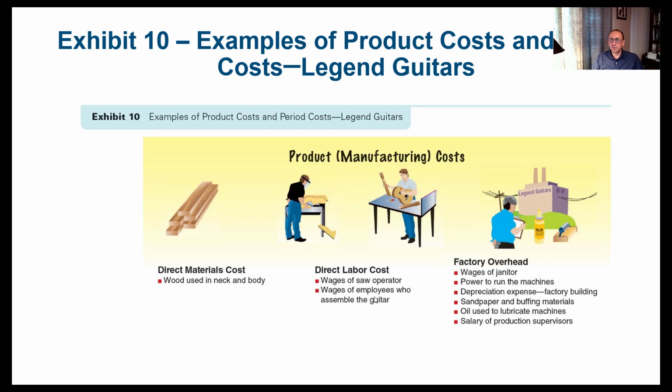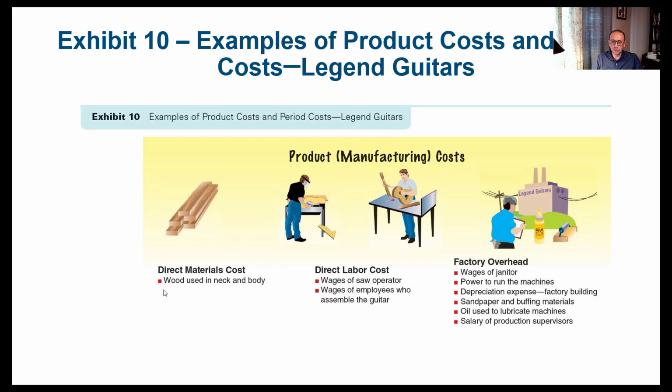So let's see some examples of product cost and period cost. That's another thing that we have to pay attention to. What's the difference between a product cost and a period cost? Product costs, or the manufacturing costs, are the costs related to the product, to putting together the product. The period cost is related to the time frame, and it's going to be paid anyway, whether we produce or not.